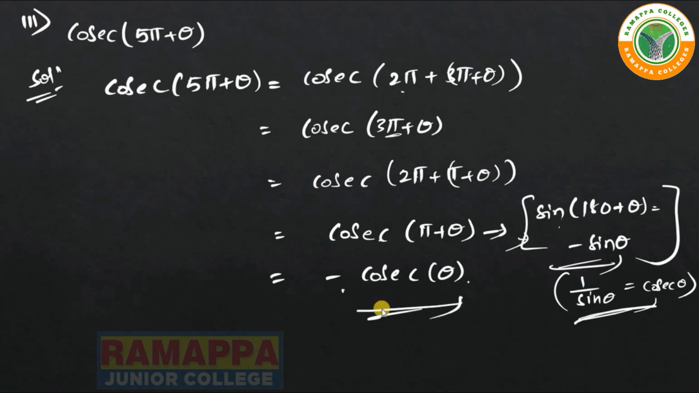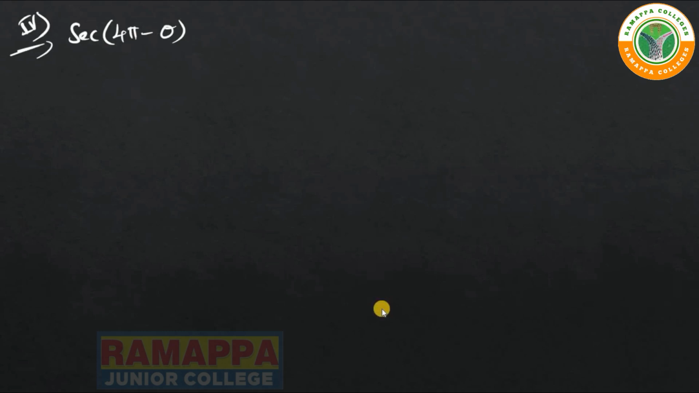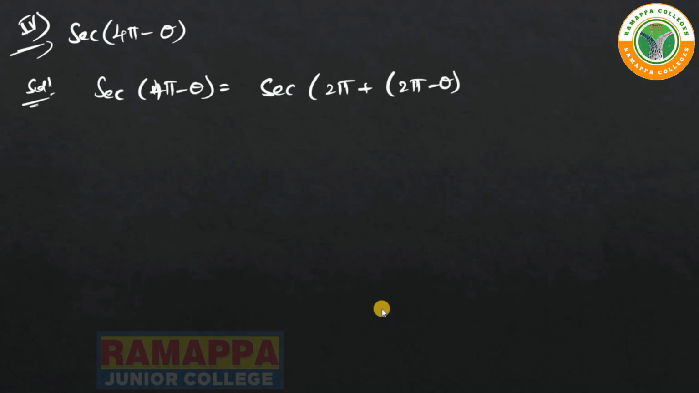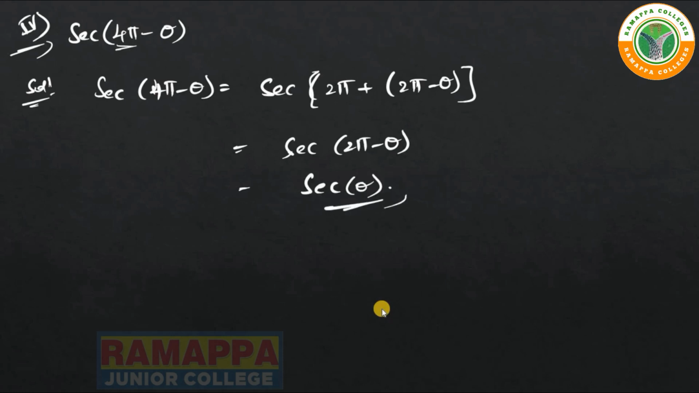Now moving to the fourth question. The fourth question is given that secant of 4 pi minus theta. Solution: secant 4 pi minus theta, I will write it as secant 2 pi plus 2 pi minus theta. So it will become secant 2 pi minus theta here. So the answer will become secant theta.